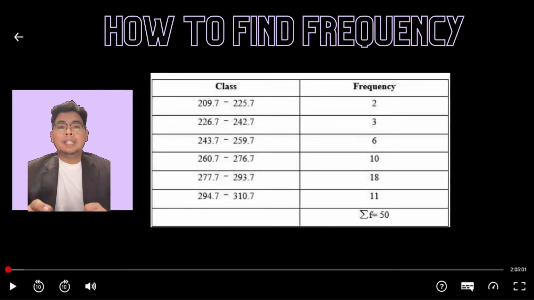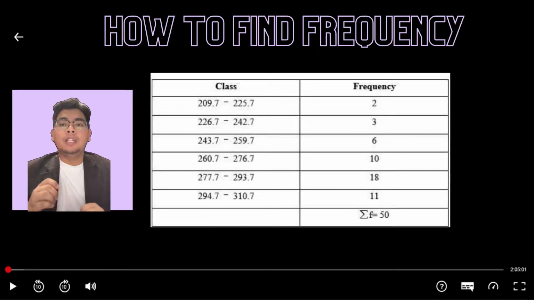This is my table of class and frequency. Here we set the individual classes. We need the minimum data entry as a convenient lower limit for the first class, and add the class width of 17 to the lower limit of each previous class. For example, minimum data 209.7 plus 17 equals 226.7. The upper limit for the first class is 225.7, which is one less than the lower limit of the second class.